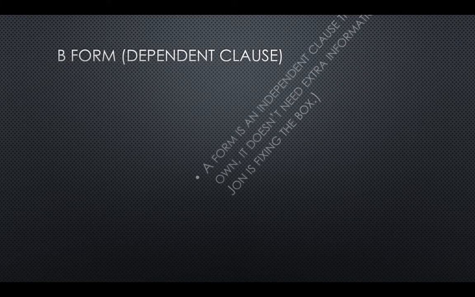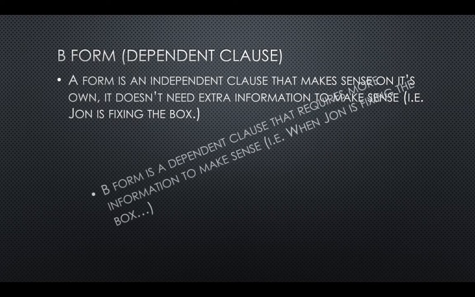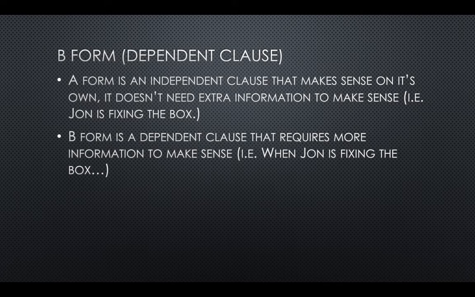Let's review that. So A form is an independent clause that makes sense on its own. It doesn't need any extra information to make sense. For example, John is fixing the box. B form is a dependent clause that requires more information to make sense. For example, when John is fixing the box, and then that's the information that it relies on to make sense.